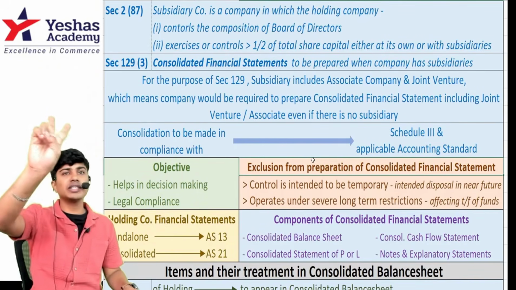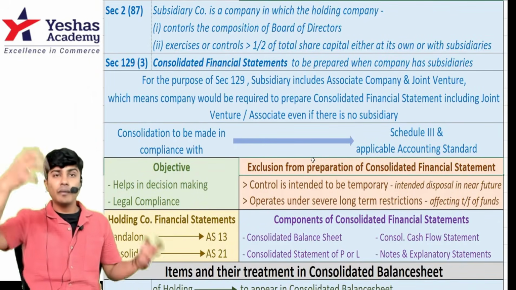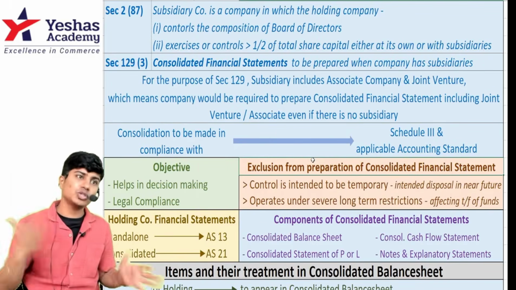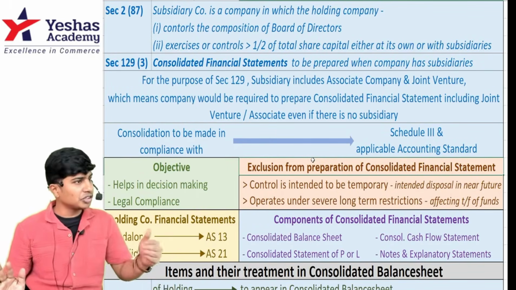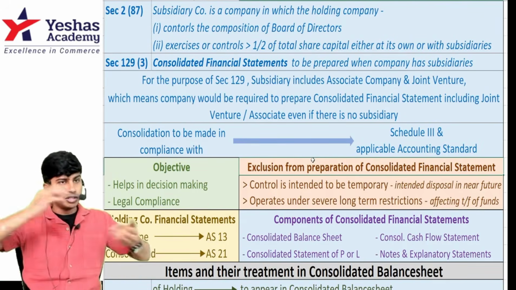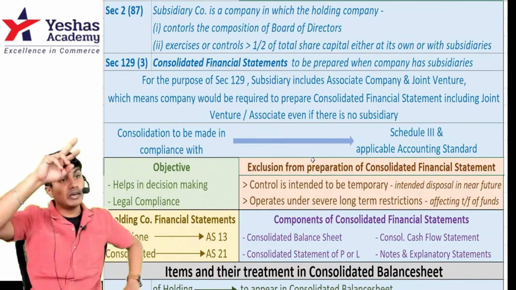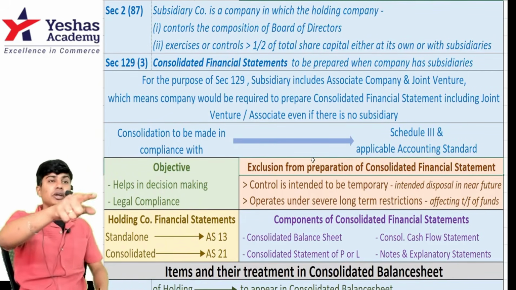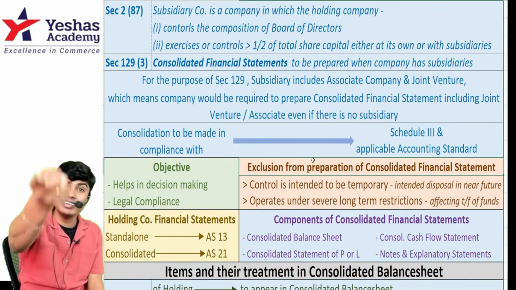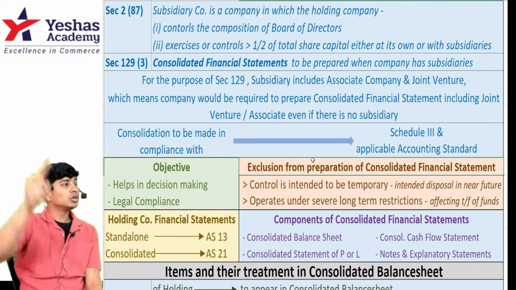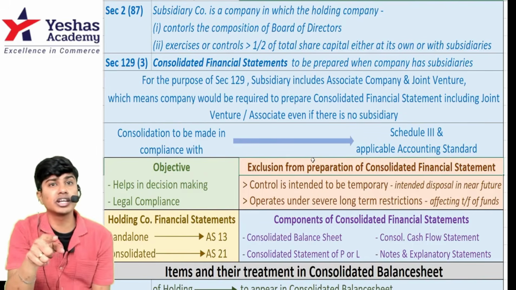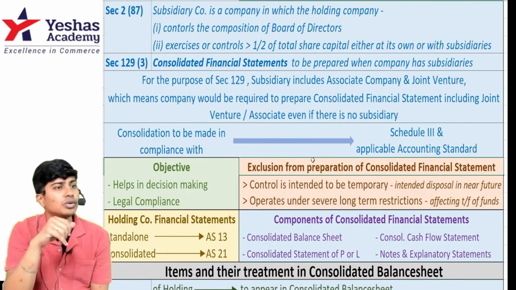So 2 points where consolidation is not needed. Number one, when you have control, but your intention is to have only temporary control. In a very short time, you will sell. Second one, you have control, the intention is also long, but the government has put restrictions because of which, though you hold more than 50%, you still cannot exercise control over that company. In these two cases, there is no need to do consolidation.